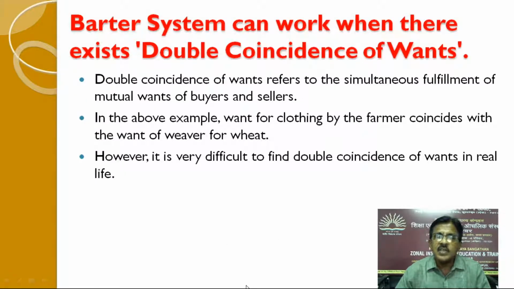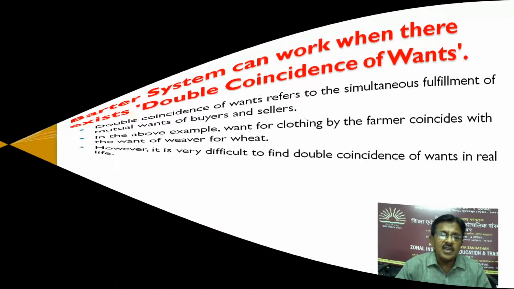Barter system can work when there exists double coincidence of wants. Double coincidence of wants refers to simultaneous fulfillment of mutual wants of buyers and sellers. In the above example, want for clothing by the farmer coincides with the want of weaver for wheat. However, it is very difficult to find double coincidence of wants in real life.